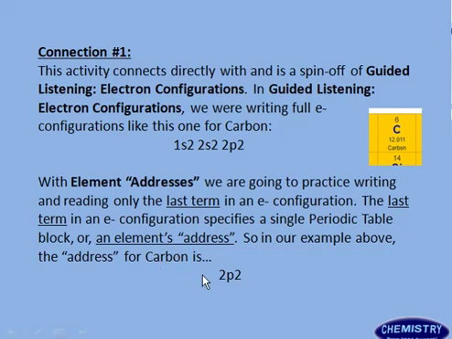And let me emphasize too, although I didn't write this down, we are referring to atoms of elements in their ground state. So in their ground state, 2p2 only ever refers to carbon. It will be the last term in the electron configuration for carbon. And this last term is what we're calling the element address.